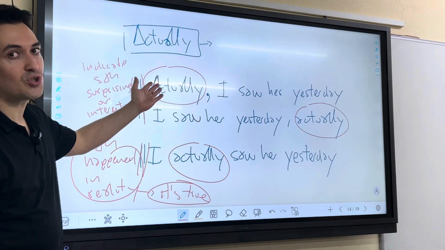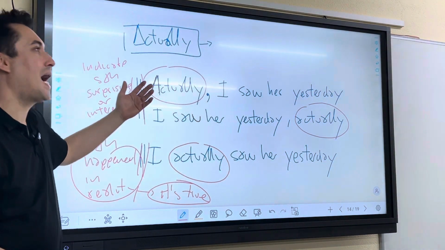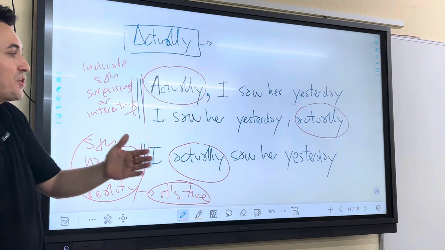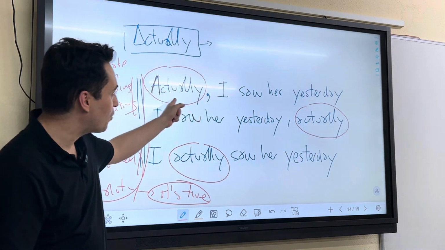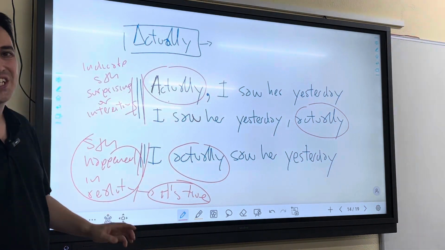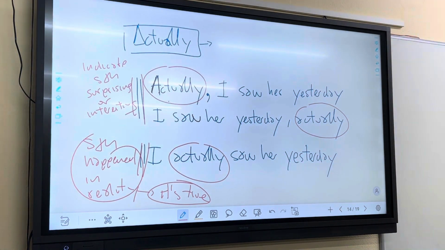I mean, this is C2 level. At a B2, C1 you don't need to know this difference. But at the C2 level, you need to be aware of these little changes in meaning. These are shades. These are nuances. Yeah? So far, so good.